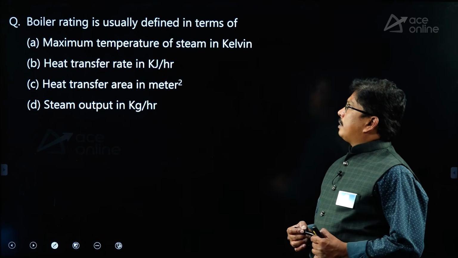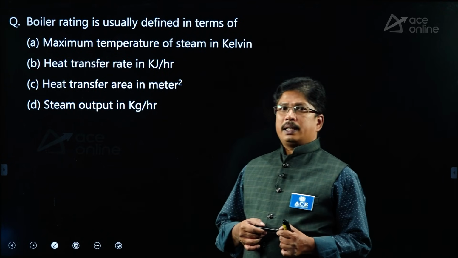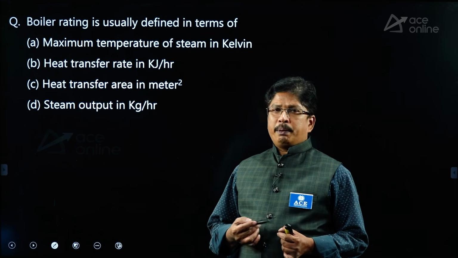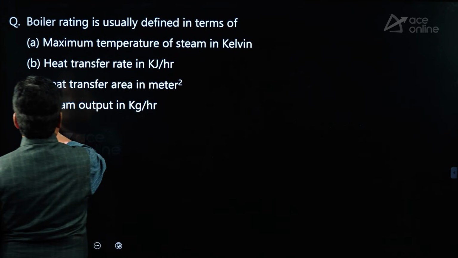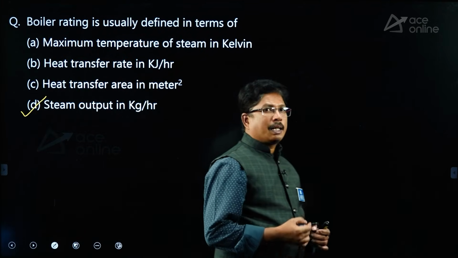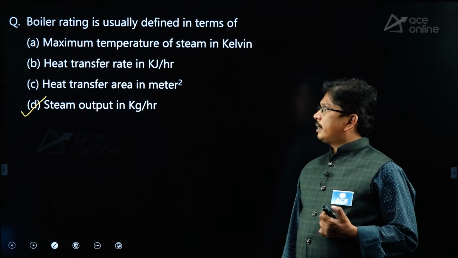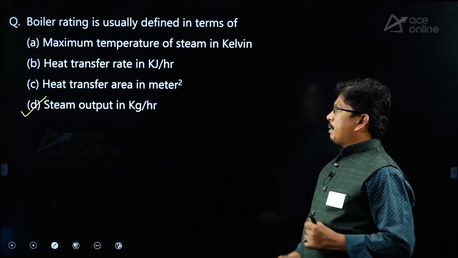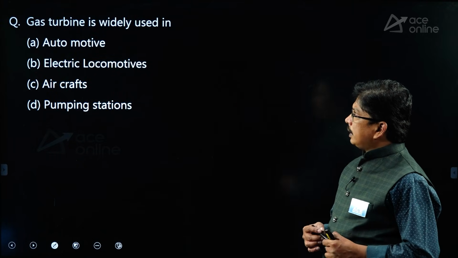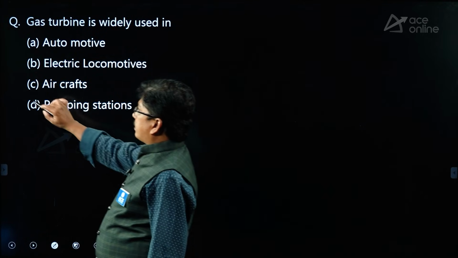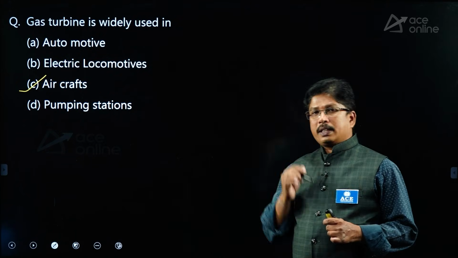Boiler ratings are usually defined in terms of... Boiler rating we can generally represent in terms of horsepower, HP, or in terms of BTU, British thermal units, or we can represent it as steam output in kg per hour. So, we can represent it in BTU, or in horsepower, or in the steam output of the boiler, that is kg per hour. Gas turbines are used in aircraft, and automobile units also can use them, but mainly we use them in aircraft.